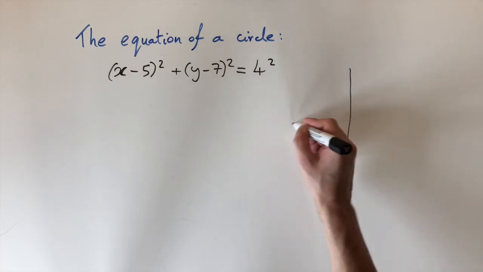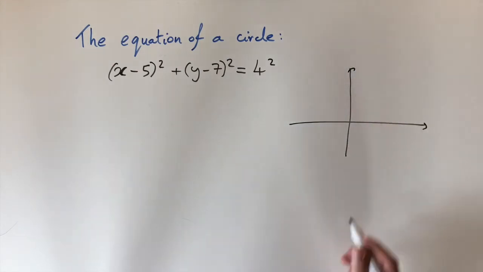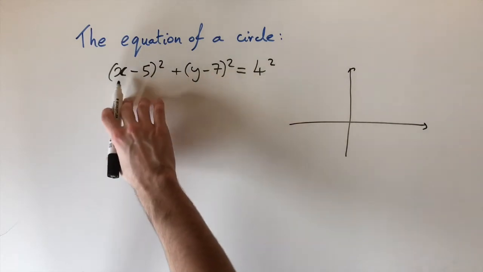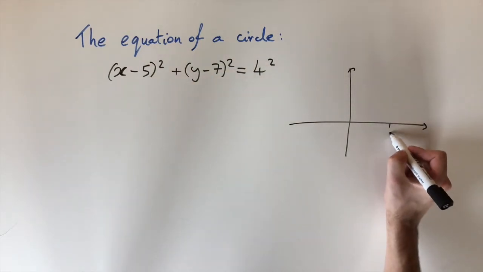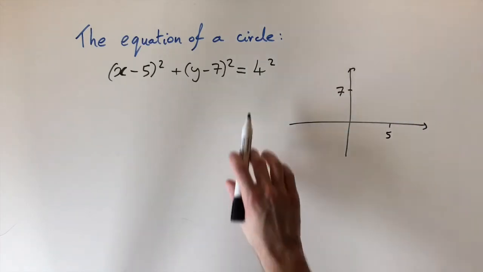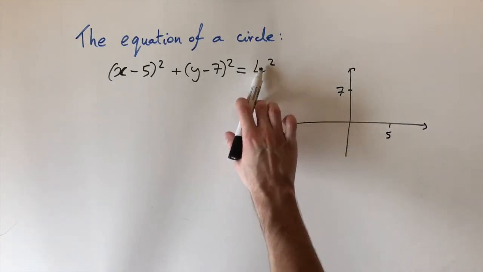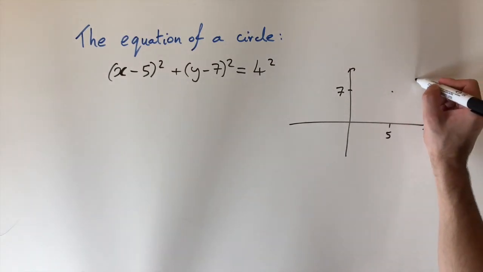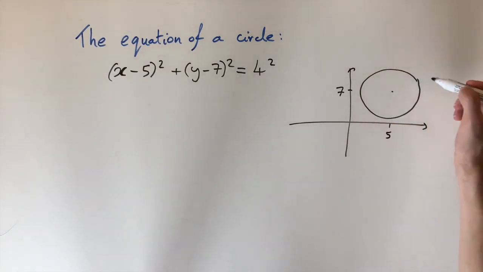If I draw out the xy plane, then if you remember, the center of the circle is where these brackets equal 0. So the center is going to be when x equals 5 and when y equals 7. And also the radius is just this number here, so the radius is equal to 4. So I can draw a rough sketch. If this is the center, then it's going to look something like this. It's going to stay in this quadrant.